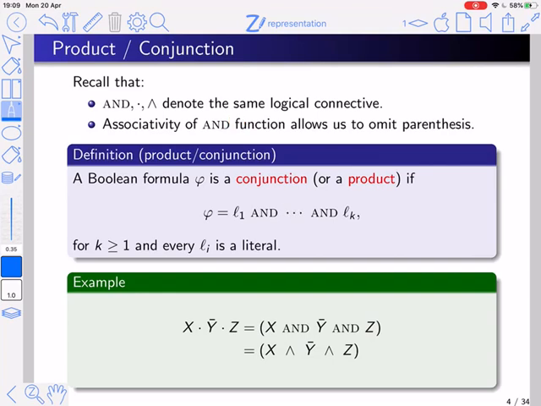Okay, so if you want to see an example of a product, this is a product, x and not y and z. And this product equals this product because I do not see any distinction between the AND connective and the dot here, the AND connective and the upside down V here. It's the same for us. Okay, so all these products are the same product. Good.